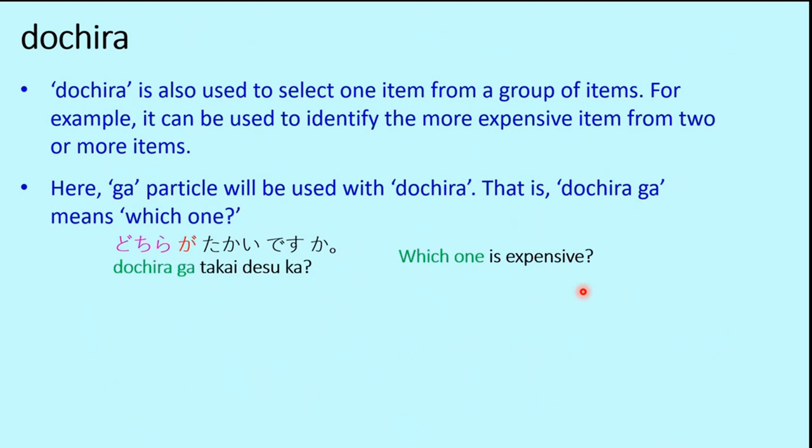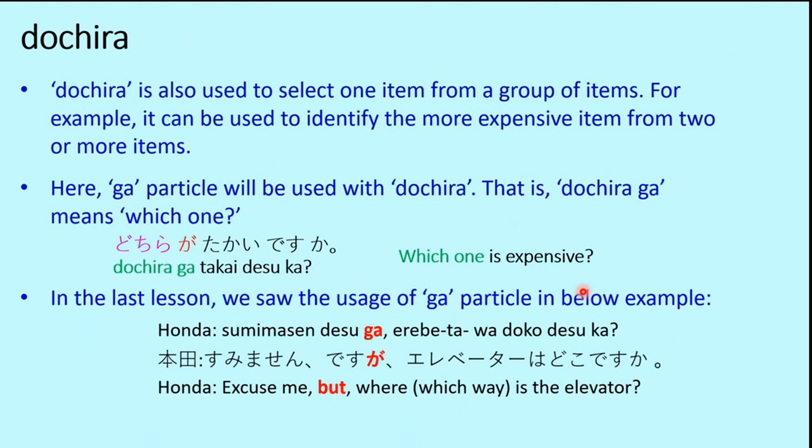That means someone is showing you two or more items at a shop, and you are asking which out of them is more expensive. Then you can use dochira ga. Dochira ga takai desu ka? Which one is expensive? Again, in the last lesson 61, we saw the usage of ga particle in the below example.